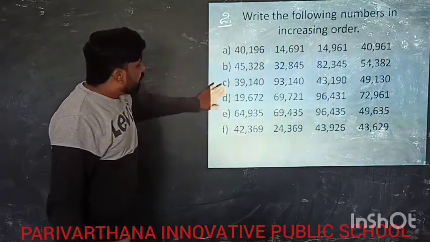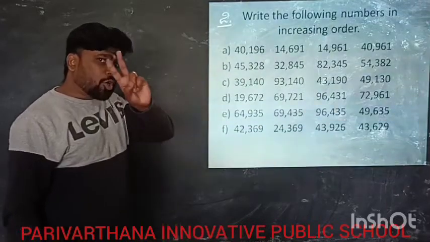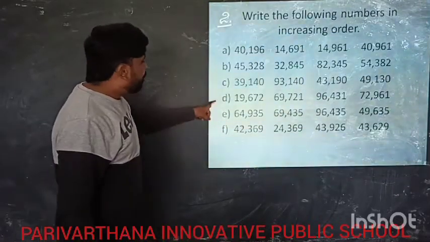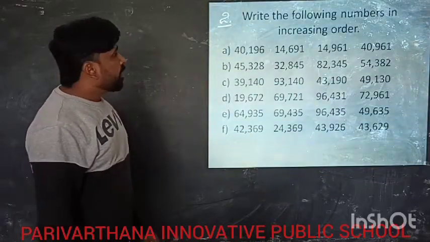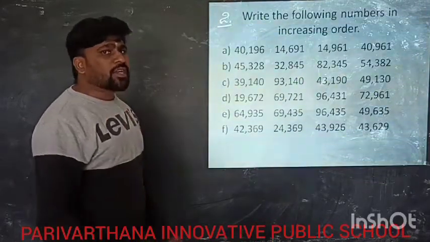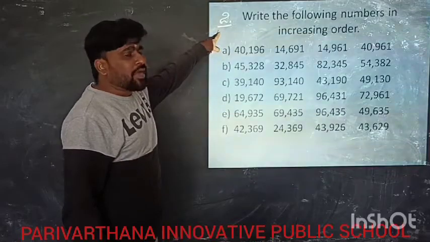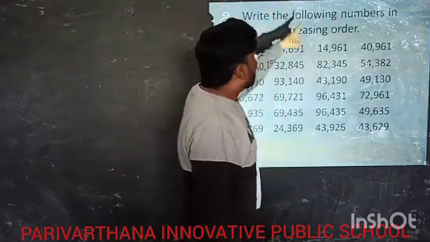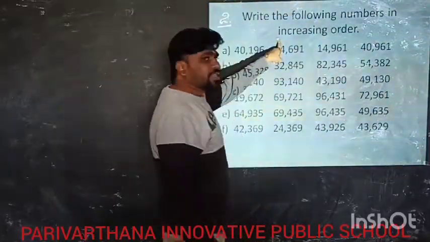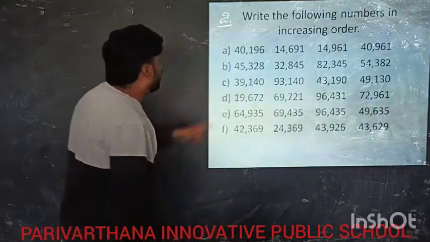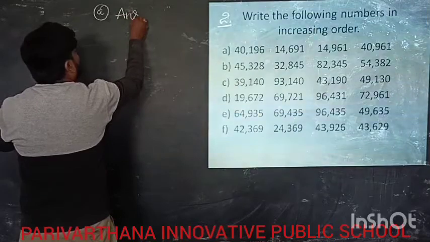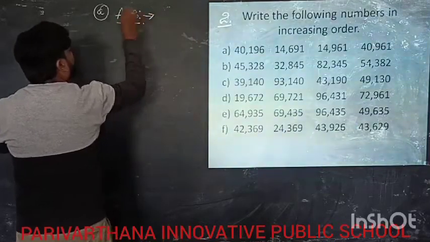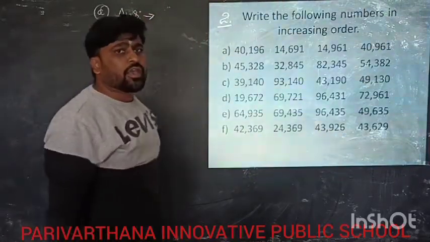Regarding the total 5 problems, I will show 2 problems. The remaining 4 problems are for HW. Okay na? It is for HW. In your CW, write the second main. That is, write the following numbers in increasing order. Take the first question. Now I will write the answer for the first question.